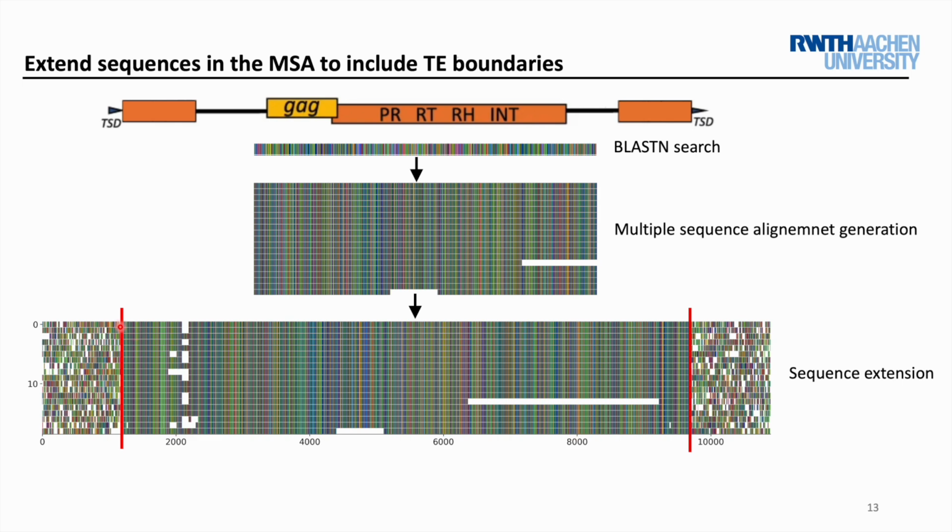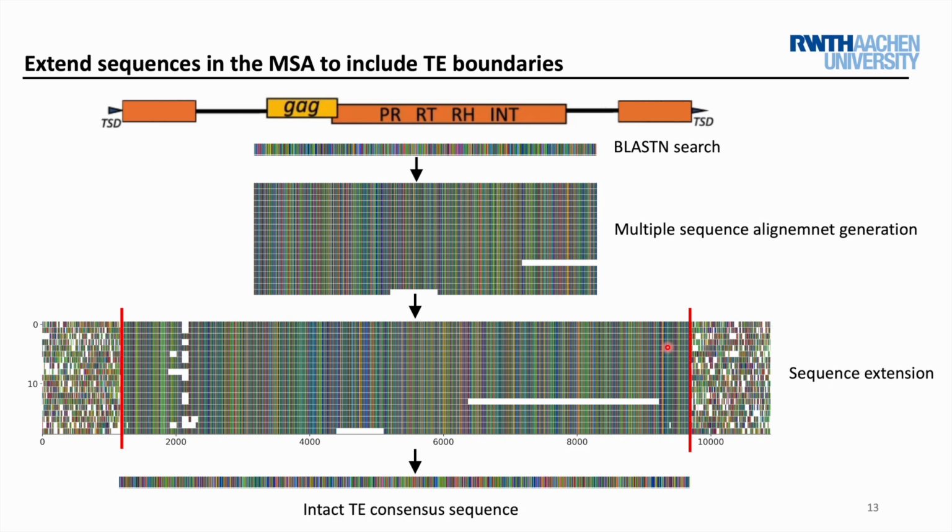It can always start with TG and end with CA, for example. Then you generate the consensus sequence. So these are the general steps for the manual curation of transposable elements.